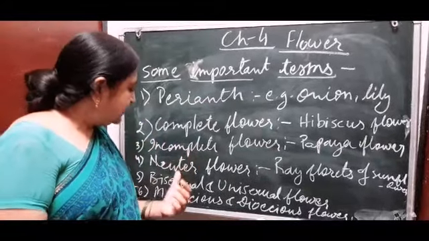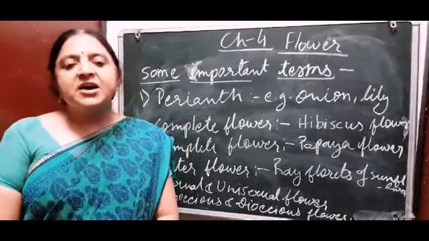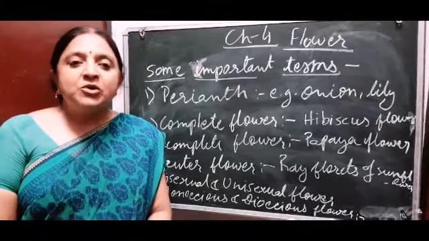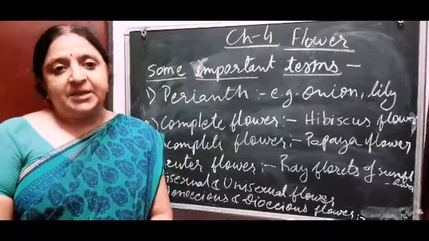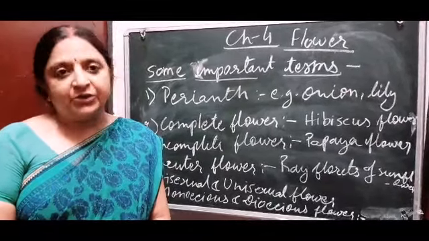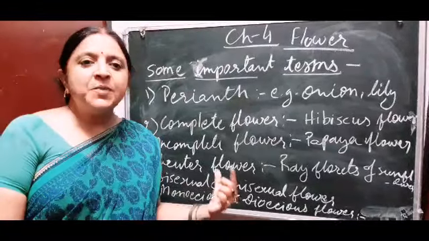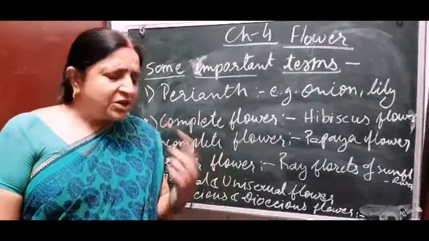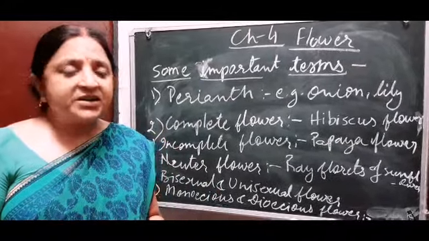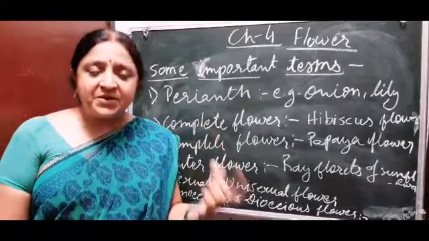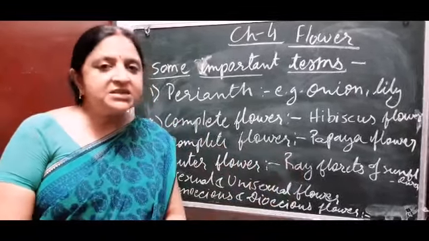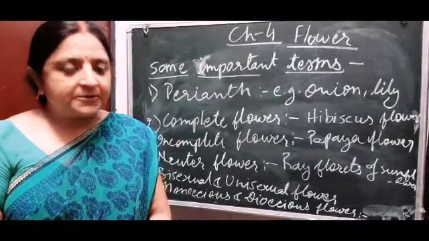And after incomplete, the neuter flower. A neuter flower is a flower in which the reproductive parts are absent. Both sexual reproductive parts, androecium and gynoecium, are absent in a flower; that type of flower is called a neuter flower. The example is the ray florets of sunflower.